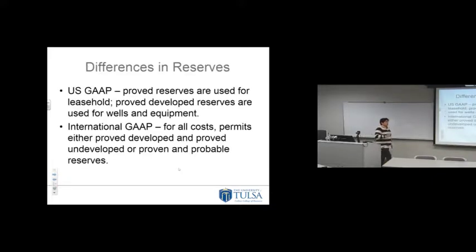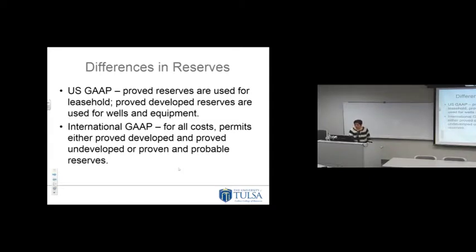Okay, so in the bottom, in the denominator of my equation, was estimated reserves at the beginning of the period. Well, what reserves? Now we've got differences between U.S. and international GAAP. Under U.S. GAAP, we've got really two kinds of cost. We've got leasehold costs, that's our signing bonus type cost, and then we've got all our wells and equipment. And those two types of costs can be associated with different types of reserves.